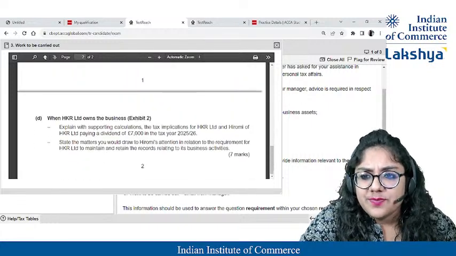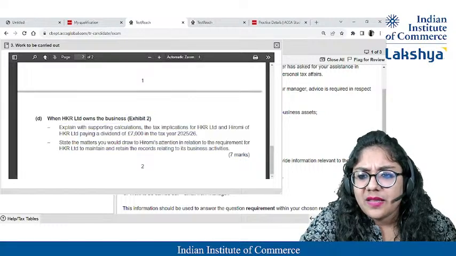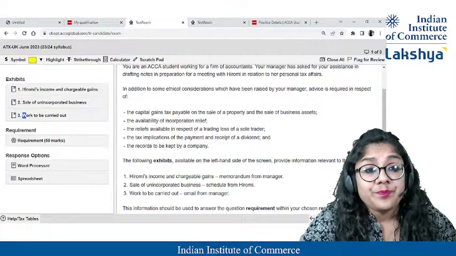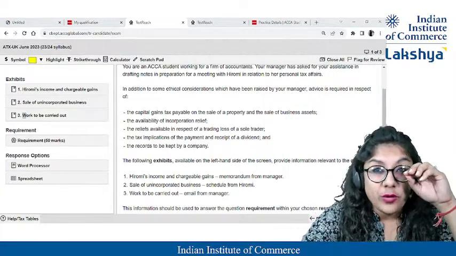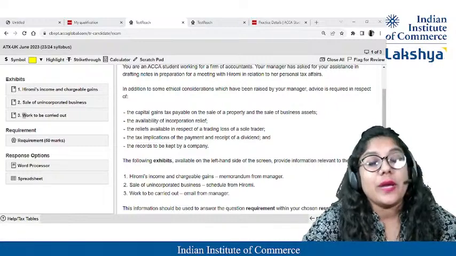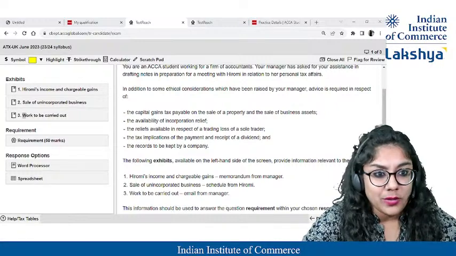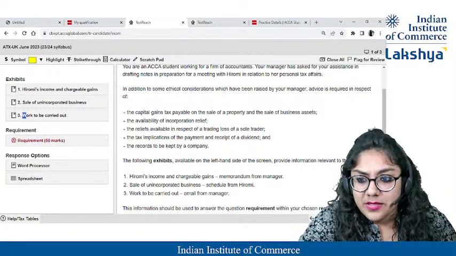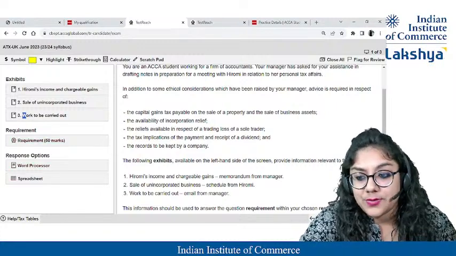Then over here, just by reading exhibit 2, I have to explain some calculations for tax implications worth 7 marks. So this is how your 40 marks are being allocated. Now students, over here, I have to read the requirements and start writing the answers.